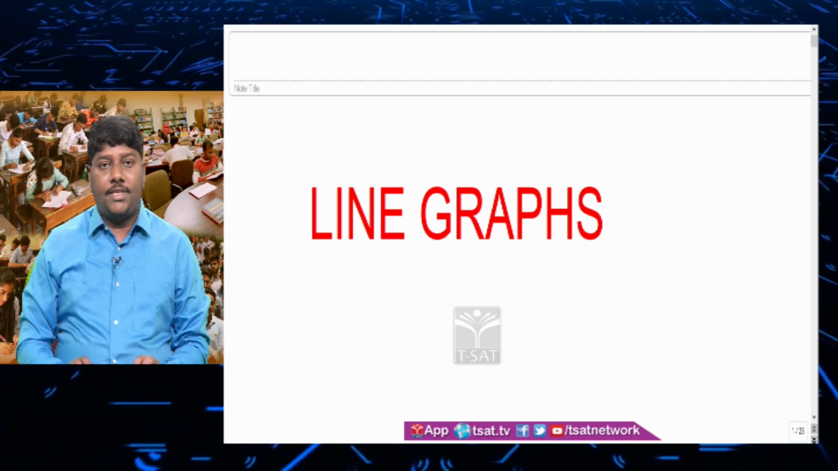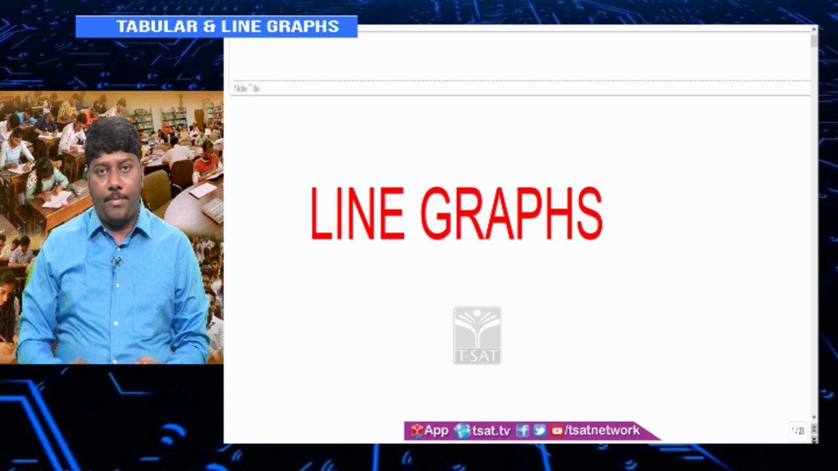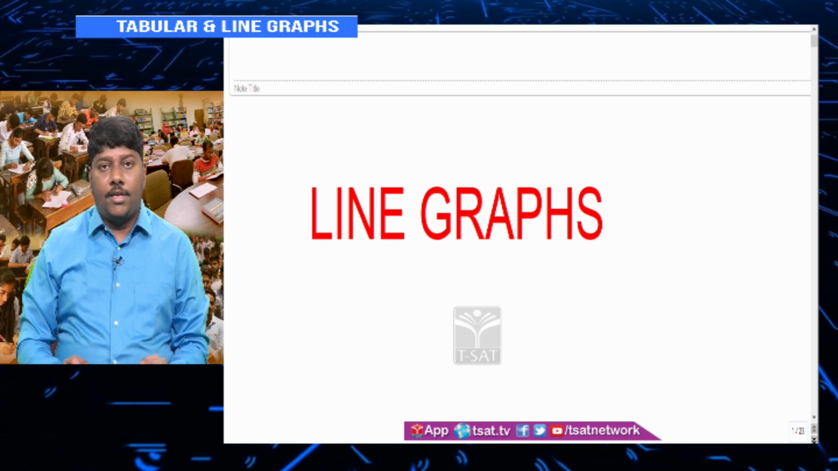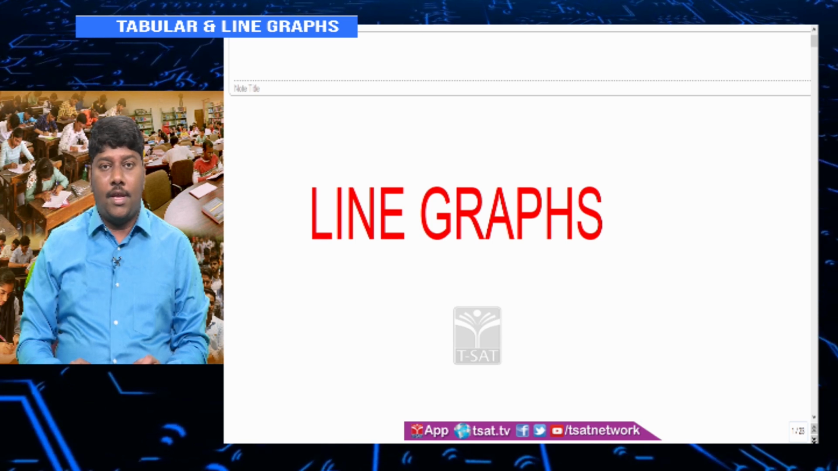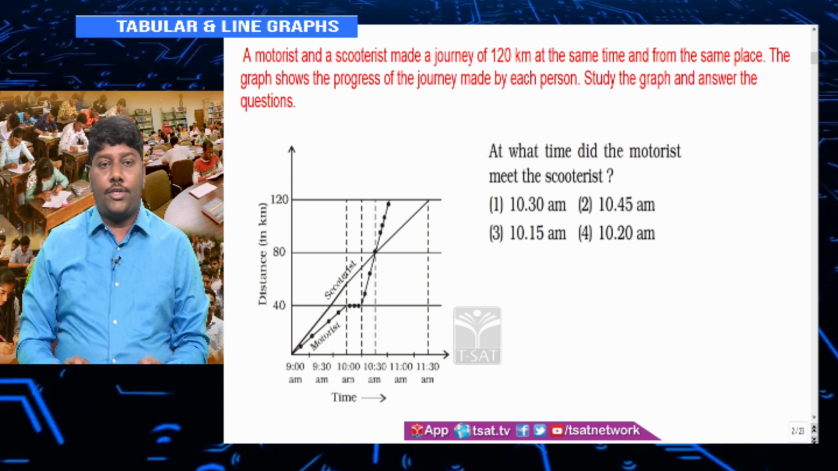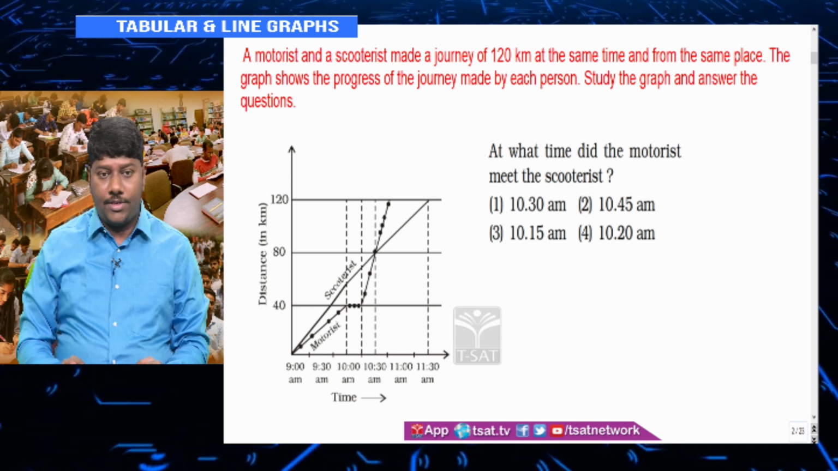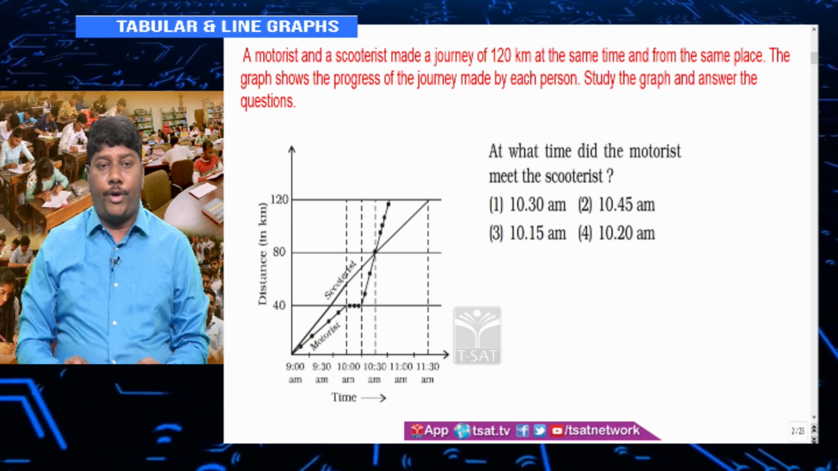Now when we come to line graphs, they are similar to table graphs, but the representation is in lines. That's the only thing. So if there we represented in terms of tables, here we are going to represent everything in terms of lines, but the way we look at the data varies a bit. So let's look at the data given in line graphs. See the graph here, a motorist and a scooterist. If you observe the graph, the scooterist is a perfect line and the motorist is given as a line with points.